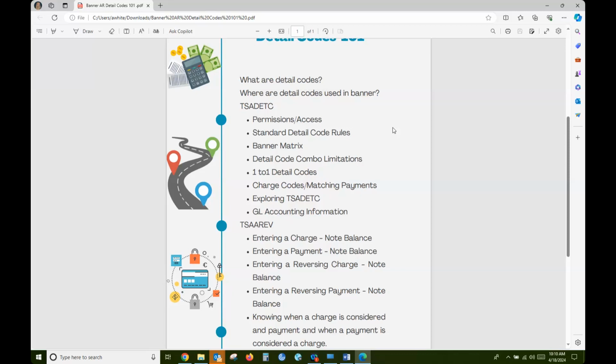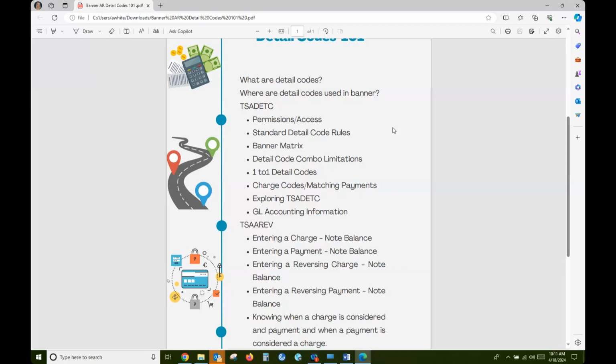It also depends on your job function. If your job function is to run application payments, then by all means, you should have modified access to TSA DTC, because in order for application of payments to work, you have to change priority codes on TSA DTC. So it all depends on job function and then the leadership of your area as to who has access or permission. So that's all I'm going to talk about on permissions.